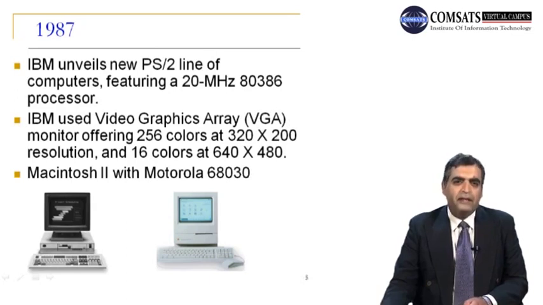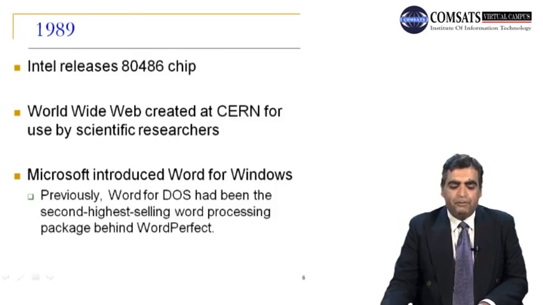So that is why the software of one machine cannot be run on the other machine. In 1989, Intel releases the 80486 chip. That is called, in short, the 486 microprocessor. The power was more than the 386.